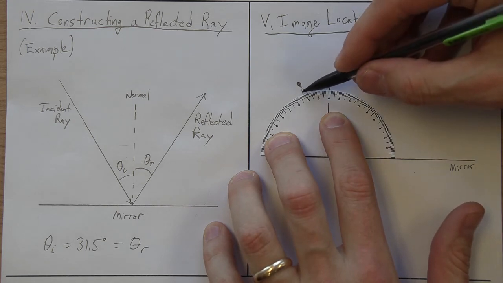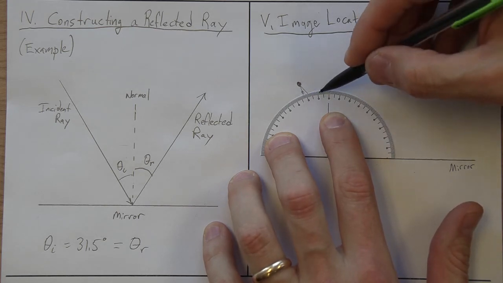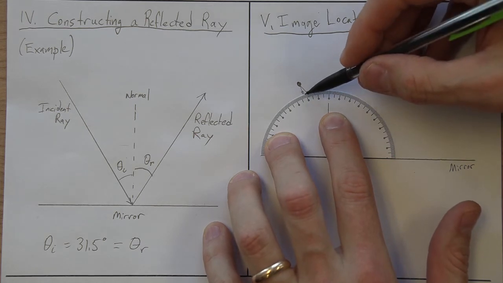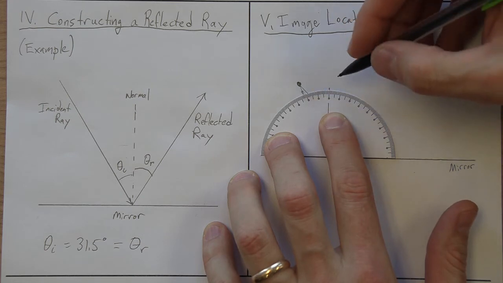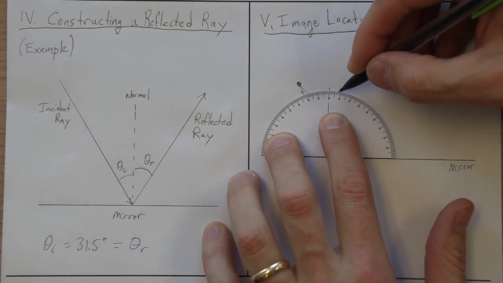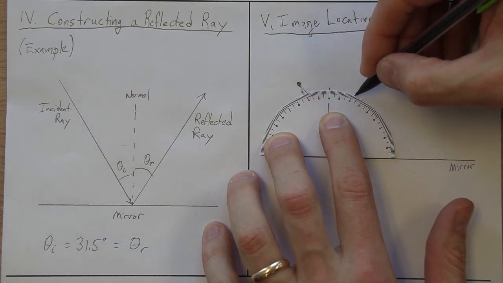So I got to measure the incident angle of this ray right here. 10, 20, 1, 2, 22 and a half I'm getting. So I'm going to go 10, 22 and a half.